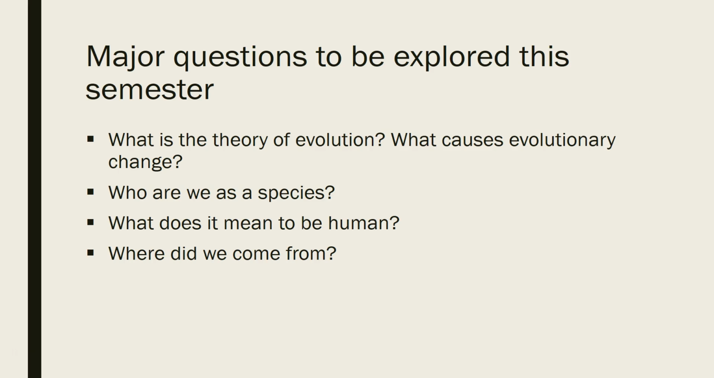The first is, what is the theory of evolution and what causes evolutionary change? Given that we're going to be talking about human evolution more specifically, it is important to start by building a foundation of knowledge about evolutionary theory and evolutionary processes more broadly, and then apply those to our discussion of human evolution. So we'll be spending the first few weeks of this course talking about evolution in general. Second, who are we as a species? Third, what does it mean to be human, which we'll talk a little bit about today? And fourth, where did we come from?